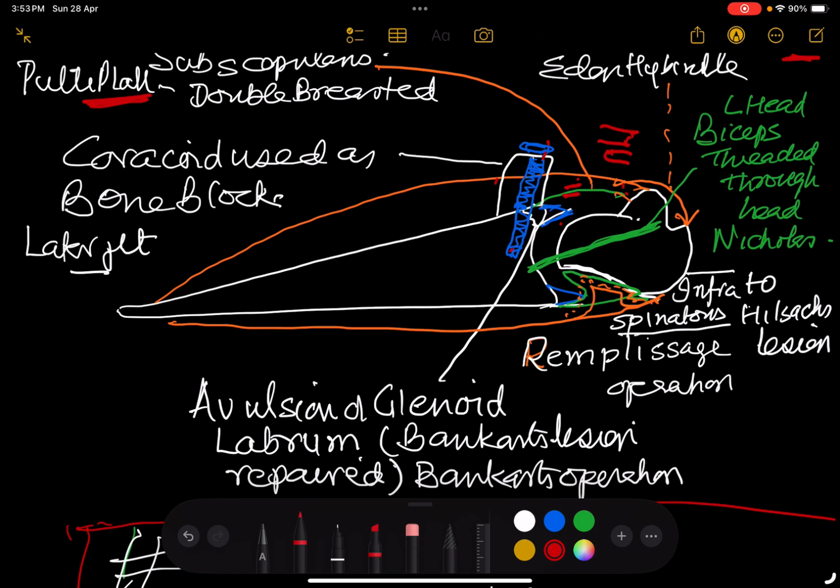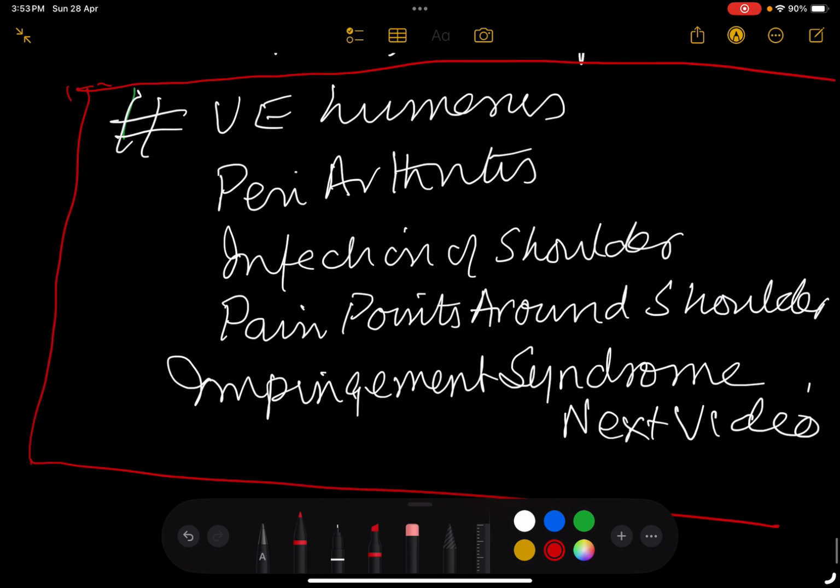And in the Hill-Sachs lesion, you can attach or plaster the capsule and the infraspinatus into the Hill-Sachs lesion, which will prevent this lack of articular surface from causing a recurrent dislocation. That operation is called remplissage. So this is the remplissage operation.